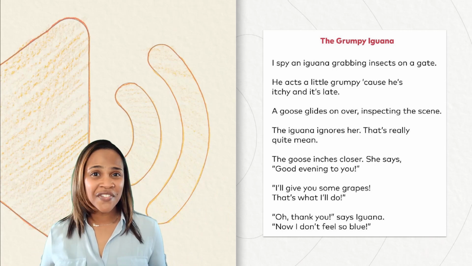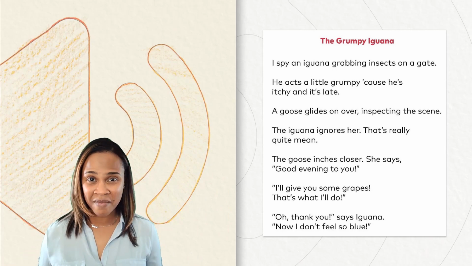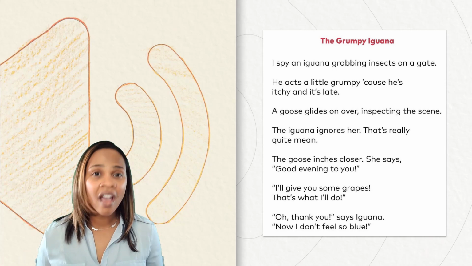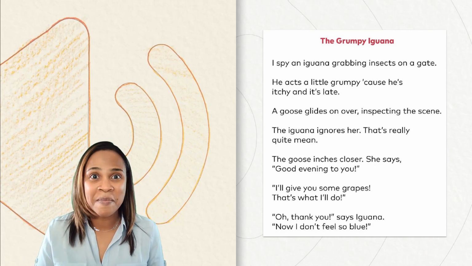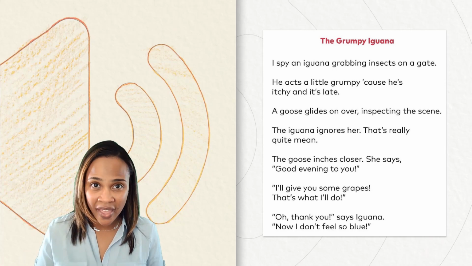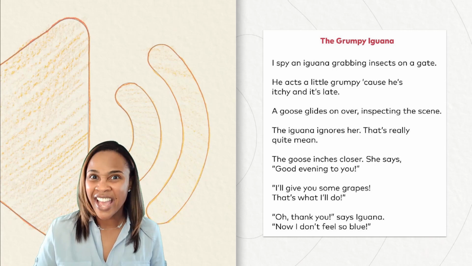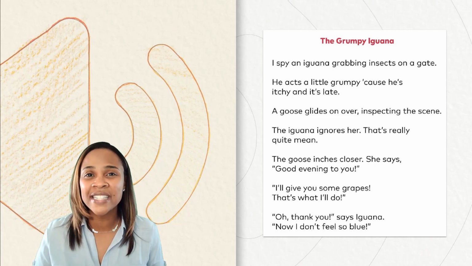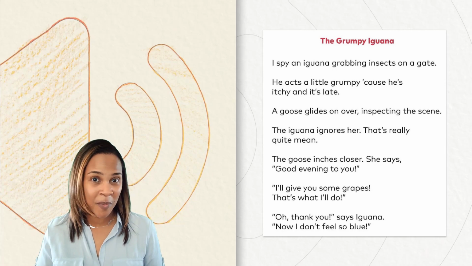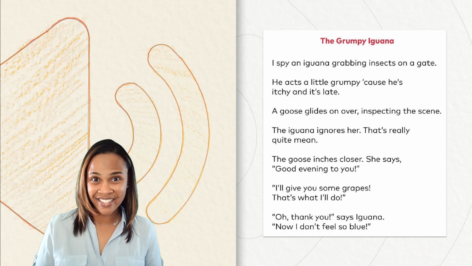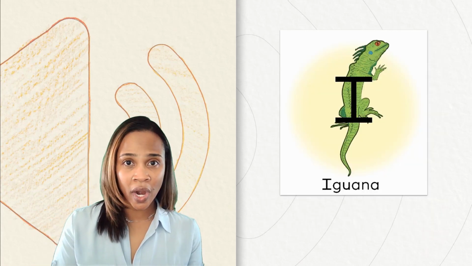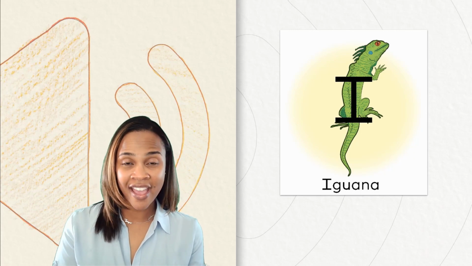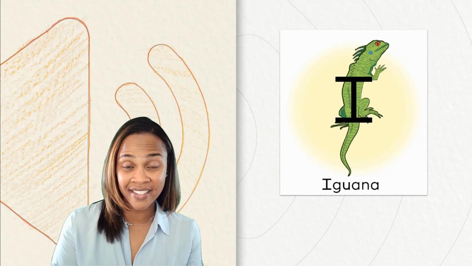Wow, did you feel all the rhythm in that poem? All of the words had a beat or a syllable to them. Let's see if we can figure out some of the syllables in our words from the poem. Are you ready? Say the word iguana with me as I clap out the beat. Ready?